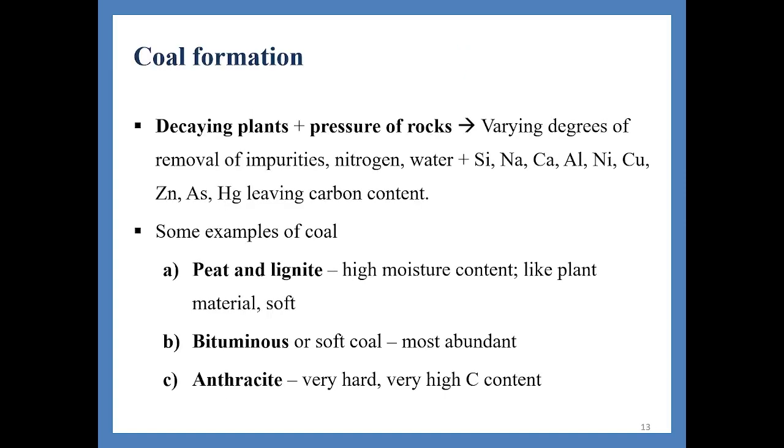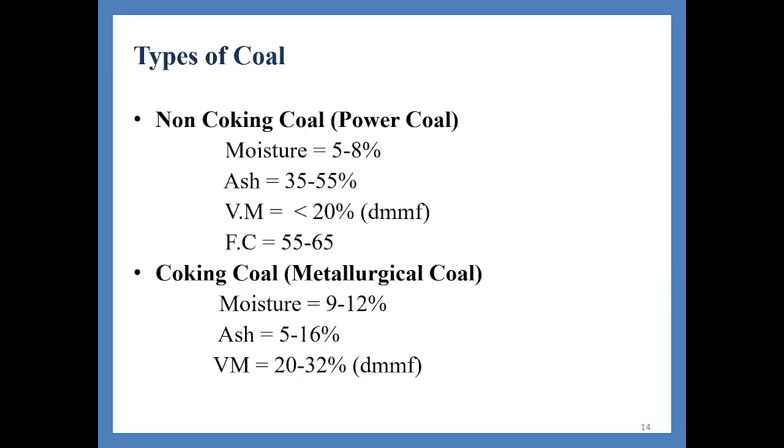Coal formation, actually decaying plants plus pressure of rocks. It depends on the time, pressure, and atmosphere. Varying degrees of removal of impurities, nitrogen, water, Si, Na, Ca, leave the fixed carbon content. Some examples of coal are peat, lignite, bituminous, anthracite, as already discussed.